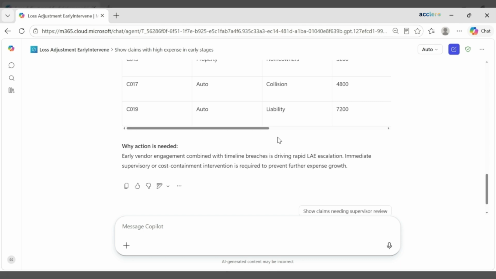So why is the action needed? Because the early vendor engagement combined with the timeline breaches, the high workload and the rising expenses are driving the LAE escalation. So the immediate controls will help to prevent further cost leakage and handling delays. So instead of reacting after the cost rise, the team can act at the right moment, improving the efficiency and reducing the unnecessary expenses.